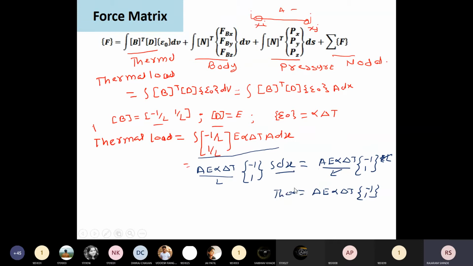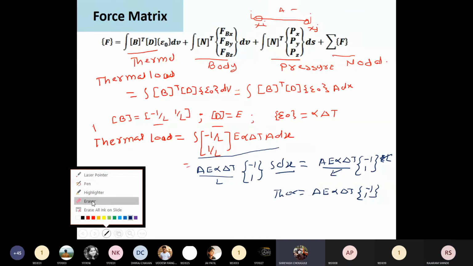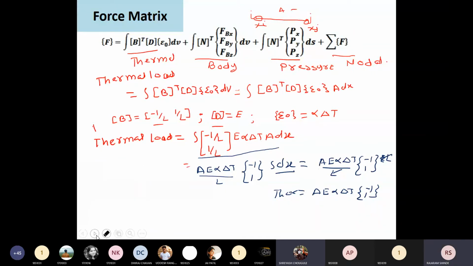Now any doubt in this thermal load? If you have doubt, you can ask me. Shreyas, do you have a doubt? Okay, I will show you again. I will clean all the things.